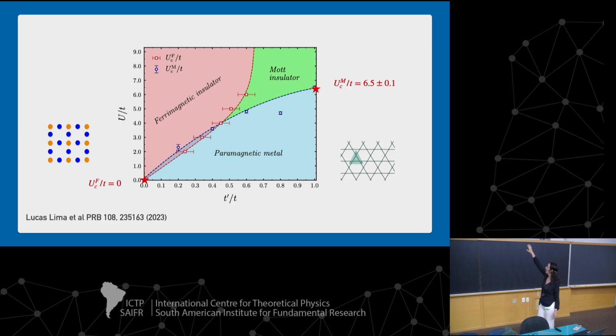We have a region where we have a paramagnetic metal, and if we increase U, we reach the Mott insulator. But if the hopping is too small and we are more on the Lieb lattice side, then we have a ferrimagnetic insulator. So different phases that are driven by geometry, and with optical lattices, you can possibly go from one to the other.